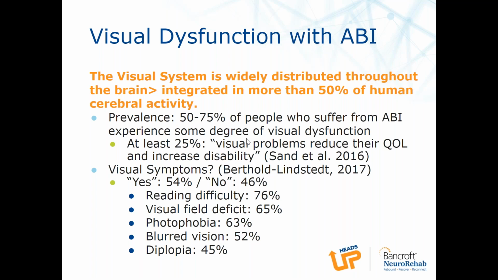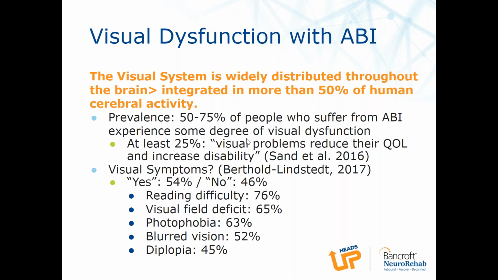Even if they replied no, they kept that sample, and then asked them specific questions related to visual dysfunction, like, do you have reading difficulties? Do you have a field deficit? Do you have light sensitivity? Do you have blurred vision, double vision? And what's interesting is that the numbers get much higher. Even those who said no were now admitting to these other areas of difficulty.